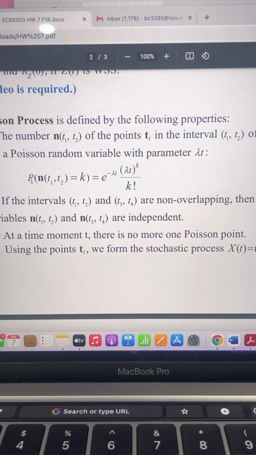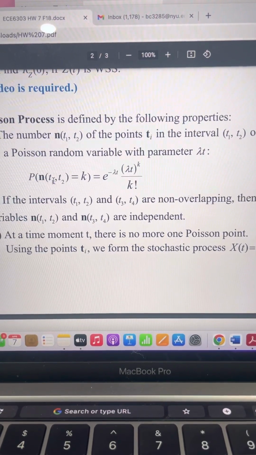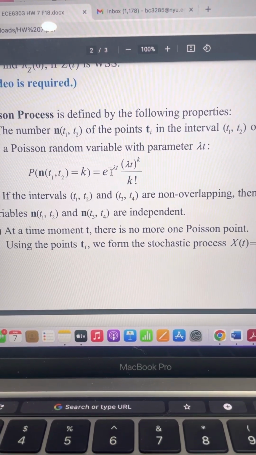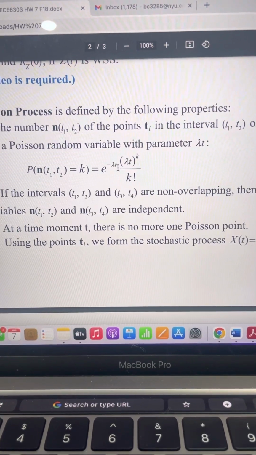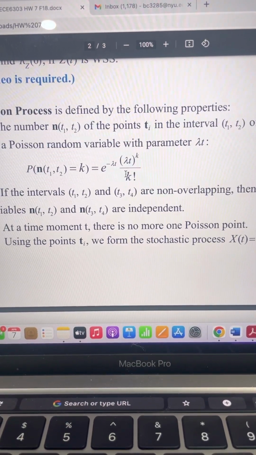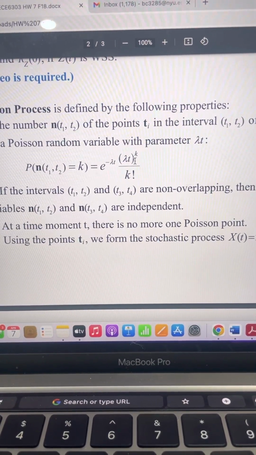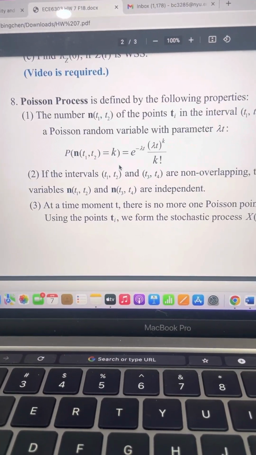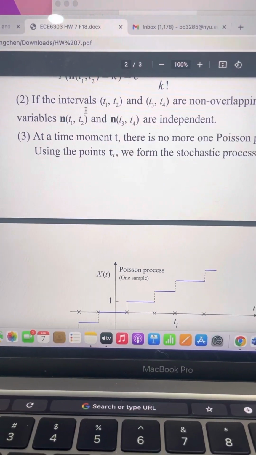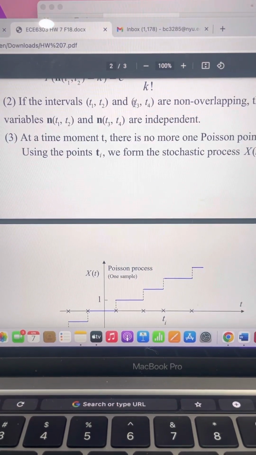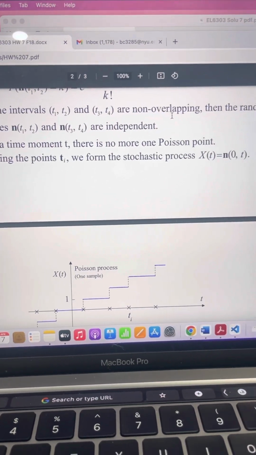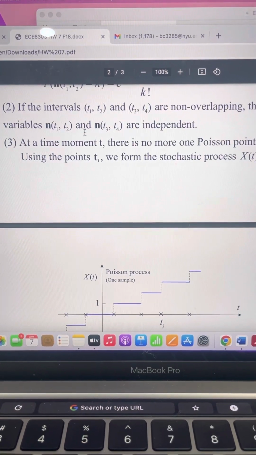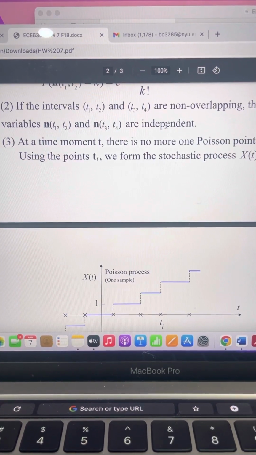lambda t. So P(n(t1, t2) = k) is equal to e to the negative lambda t times (lambda t) to the k-th power over k factorial. If the intervals (t1, t2) and (t3, t4) are non-overlapping, then the random variables n(t1, t2) and n(t3, t4) are independent.